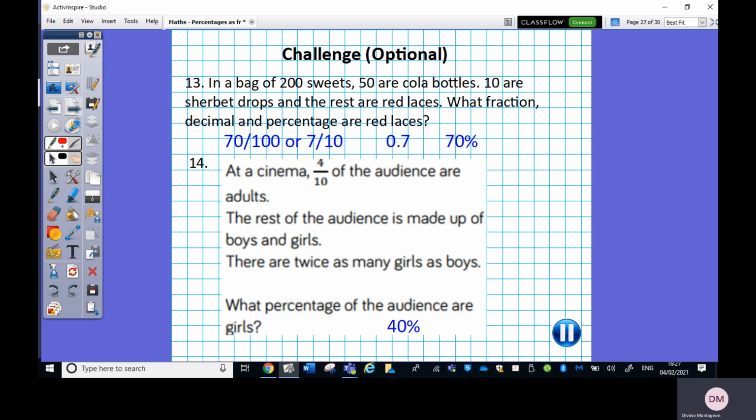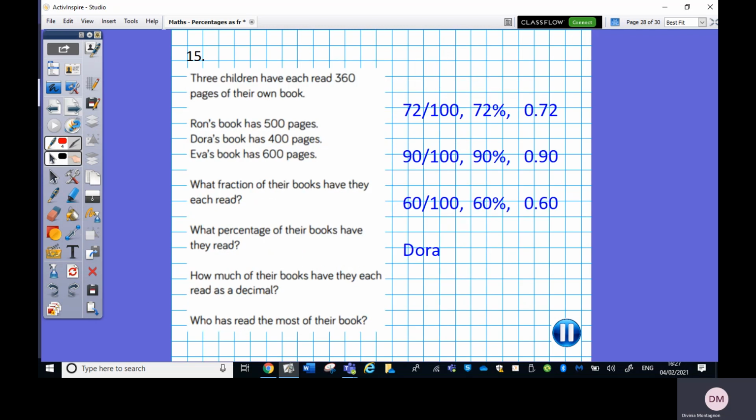Number 14 was 40%. Number 15 was 72/100, 72%, 0.72. 90/100, 90% or 0.90 or 0.9. Next 60/100 or 60% or 0.60 or 0.6. And then the last question was, the answer is Dora.